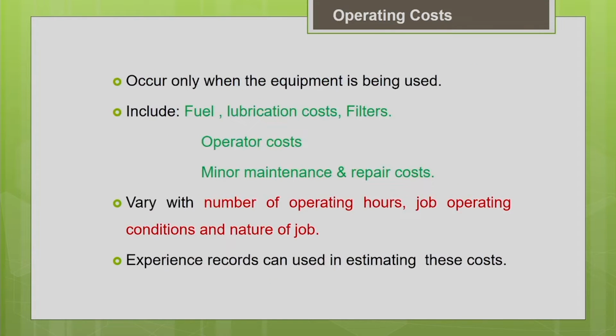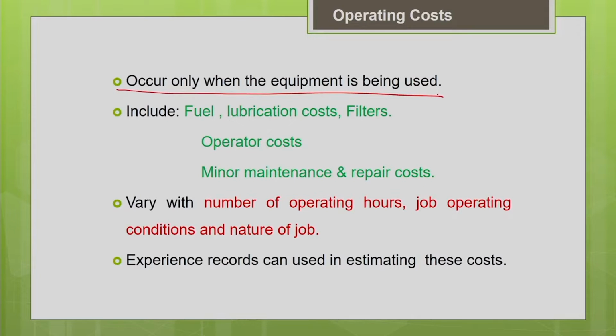So, what are these operating costs? Basically, these operating costs occur only when the equipment is used. Unlike the ownership cost, which I told you is incurred irrespective of whether the equipment is operated or not, even if your equipment is idle, we bear the ownership cost. But the operating cost occurs only when the equipment is used. It is a highly variable cost that depends upon the usage of the equipment, whereas the ownership cost is a relatively fixed annual cost, every year.